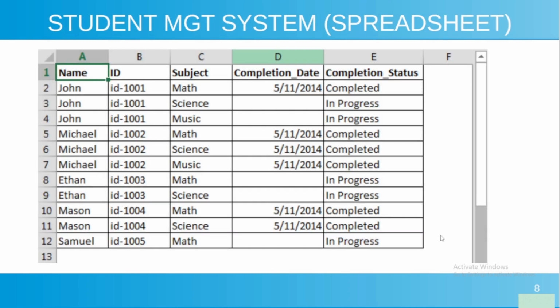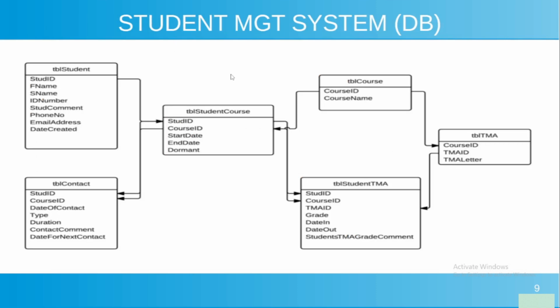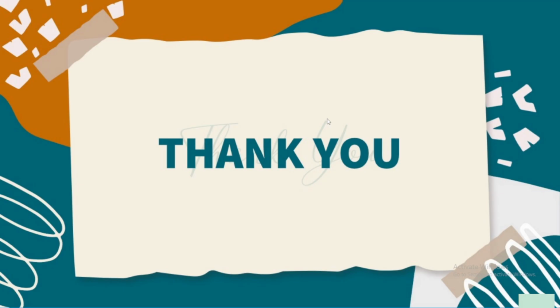So the next one is the student management system. You can see how it looks in the spreadsheet and how you can also do it when you are dealing with tables. You have the student table on its own, the courses, and the relationship between student and the course. You will put it here. You have the contacts. You have any other information in other tables. So this is it for this session.